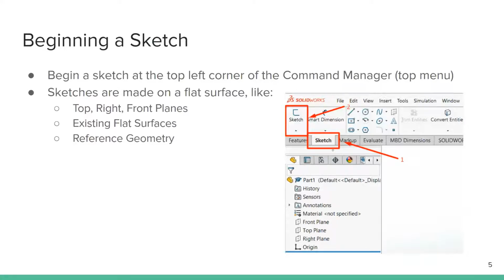Or if you made a plane, say you defined a plane as being parallel to the front plane and 10 millimeters away from it, then you could make a sketch on that plane too. So to go about making a sketch, you can either go to the sketch tab along the top of your window and then click sketch, or you can just right-click the surface you want to create the sketch on. So you can right-click anything flat, and there's a little button to make a sketch on it. So that's handy.